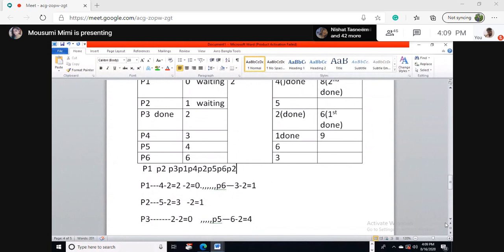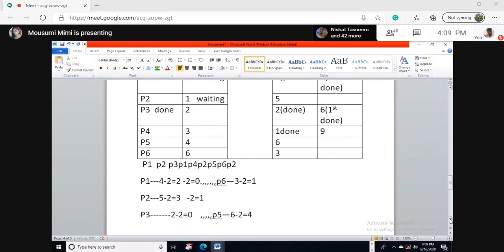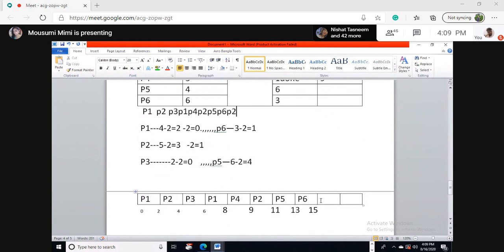One is remaining, so nothing is left for process 2 after this. So I will take process 2 here. 15 plus 1 equals 16. Process 2 is also done.